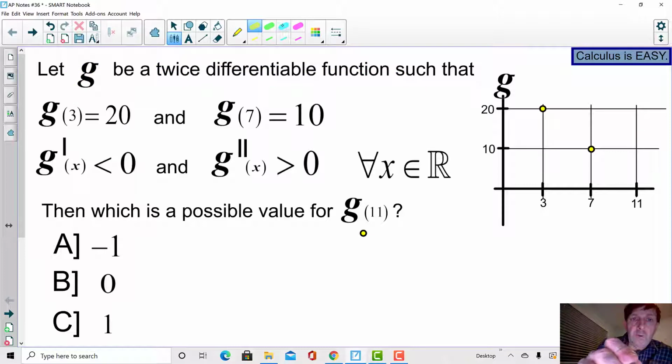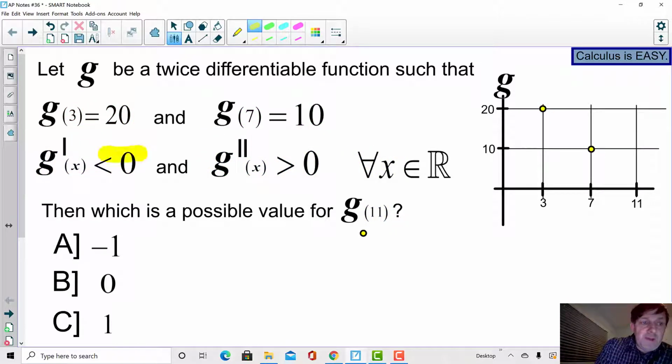It gives us a couple of points. It says g of 3 is 20. So that's a point, (3, 20). And it says g of 7 is 10. So that gives us a second point right there. What it wants to know is, what is a possible value for g of 11 if these two things are true? Now I want you to notice it says that those two things are true for all x.